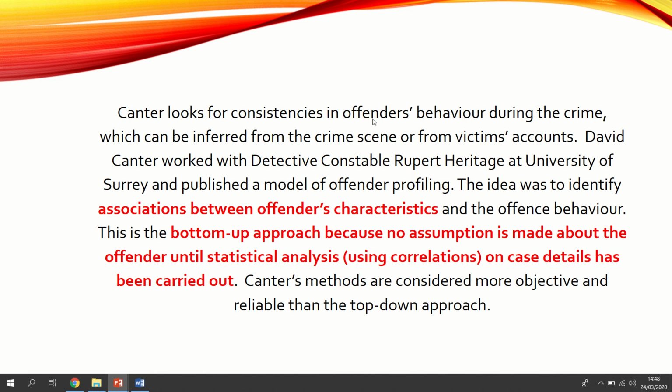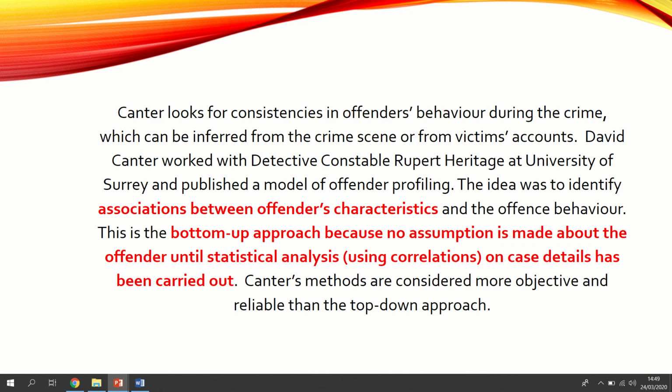Canter looks for consistencies in offenders' behaviour during the crime, which can be inferred from the crime scene or from the victim's accounts. David Canter worked with Detective Constable Rupert Heritage at the University of Surrey and published a model of offender profiling. This was the bottom-up approach, to identify associations between offenders' characteristics and the offence behaviour. It is bottom-up because no assumption is made about the offender until statistical analysis using correlations or case details has been carried out. So he's not saying, let's go to a crime scene, see whether it looks organised or disorganised, and then these are the characteristics that offender will have.